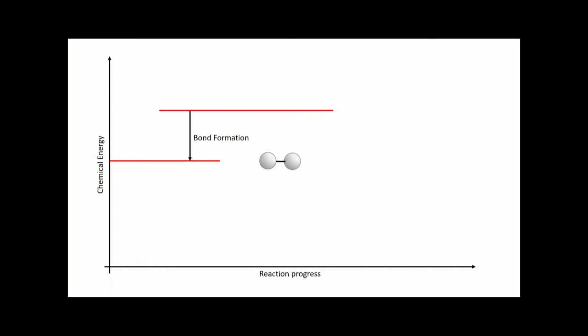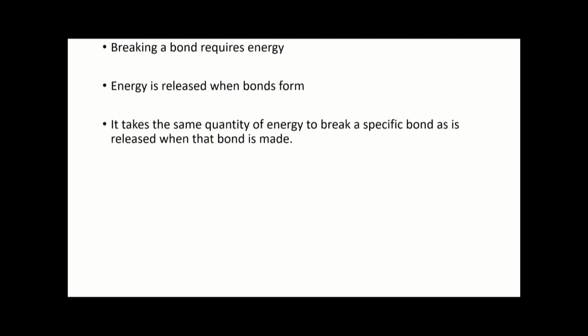down in chemical energy. Okay, so something to notice about this is that the bond making and the bond breaking here, the difference in energy is the same for both processes because they're the same atoms that have joined together. So breaking a bond requires energy. Energy is released when bonds form. It takes the same quantity of energy to break a specific bond as is released when the bond is made.